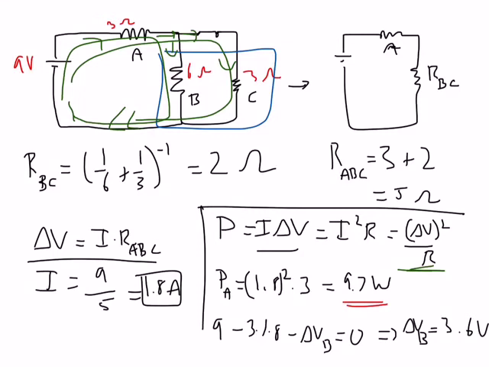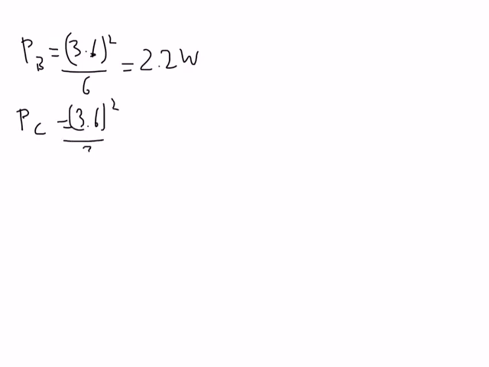And they're not the same because the resistances are different. So PB is 3.6 squared over 6, right? And that equals 2.2 watts. And PC, same potential difference because they're in parallel, but different resistance because they're different bulbs. And so that's 4.3 watts. So now we have the three powers, and we can compare.